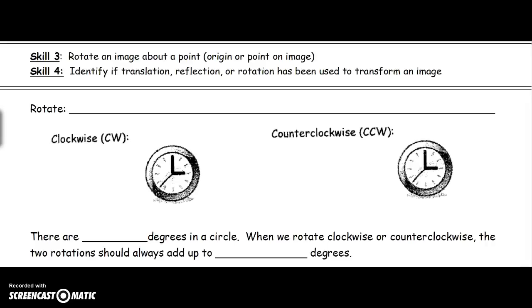Today's lesson is on rotations in the transformations unit. What is a rotation? A rotation is when an object moves around the origin, or sometimes a point.